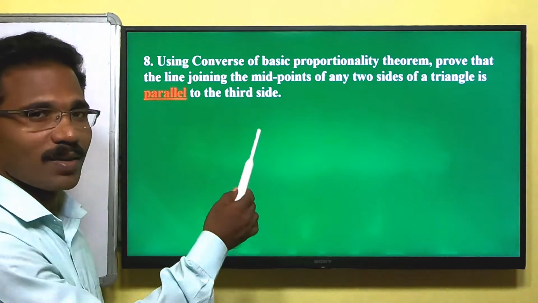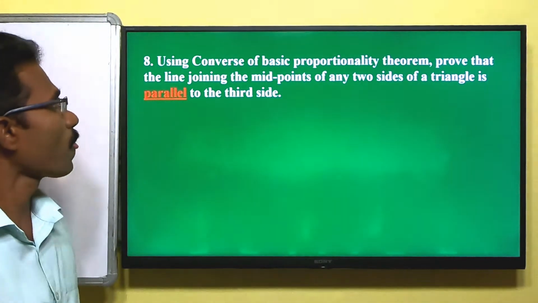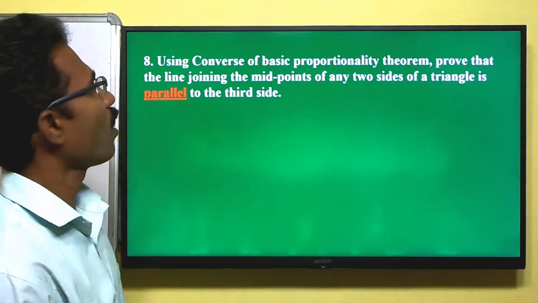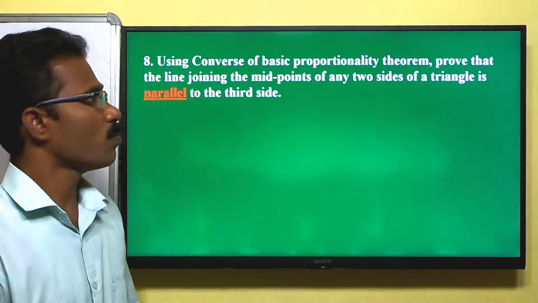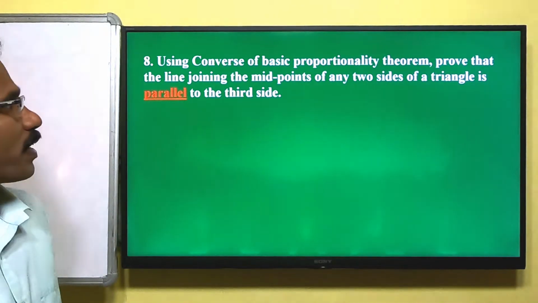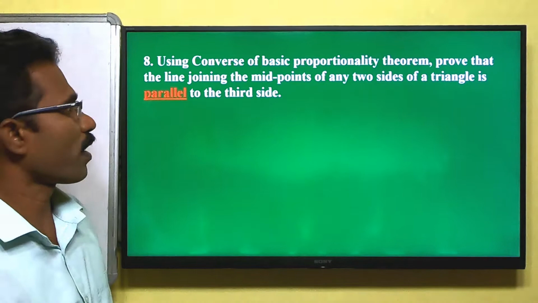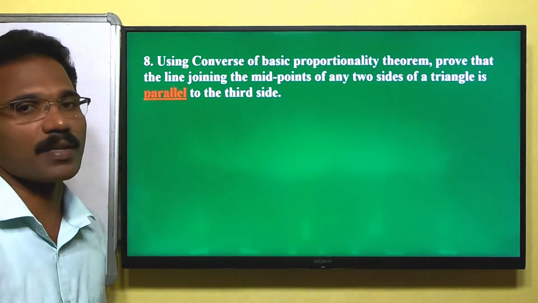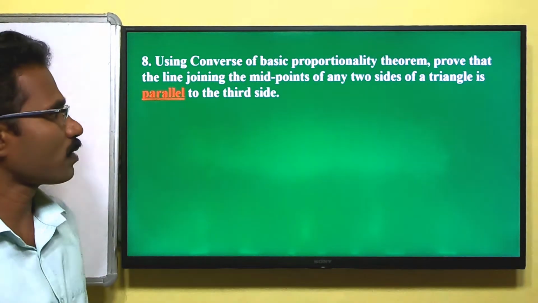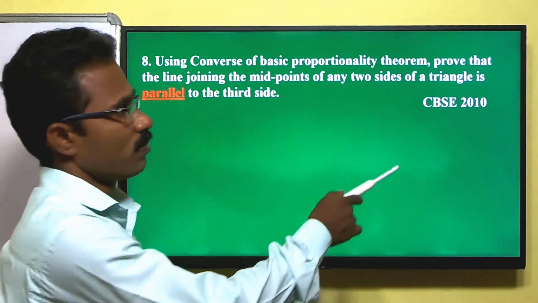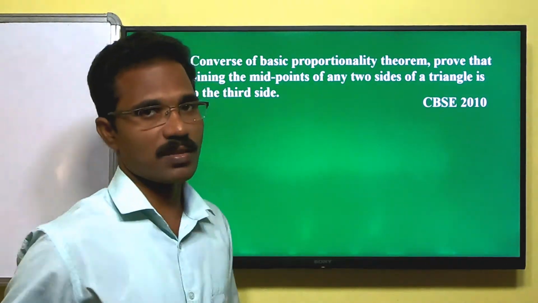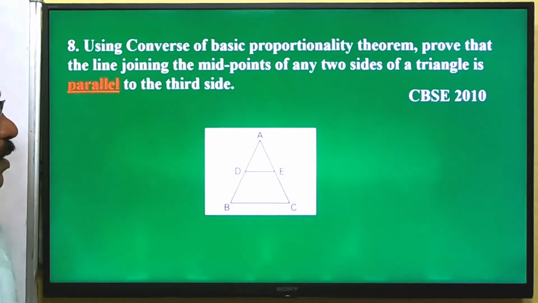This is also similar to the previous sum. Using converse of basic proportionality theorem, prove that the line joining the midpoint of any two sides of a triangle is parallel to the third side. This sum was already asked in the CBSE 2010 board exam.